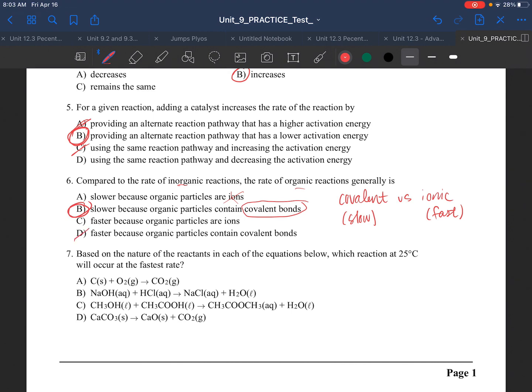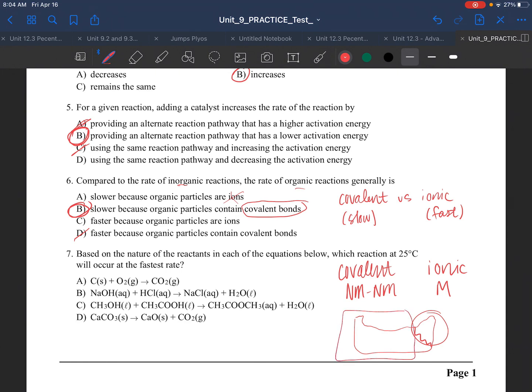Number 7. Based on the nature of reactants in each of the equations below, which reaction at 25 degrees Celsius will occur at the fastest rate? This question also has to do with covalent versus ionic. I want to remind you guys, covalent molecules are nonmetal, nonmetal. Ionic, they contain metals. When you think of the periodic table, I'm just going to draw some generic little table here. Over on the right-hand side, the upper right corner, this is where the nonmetals live.